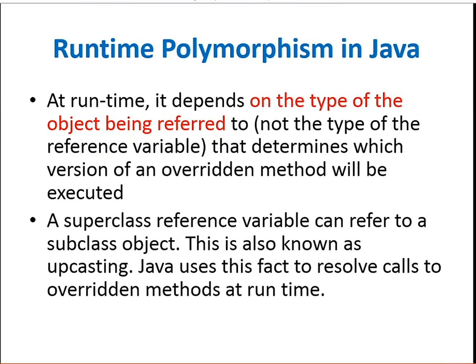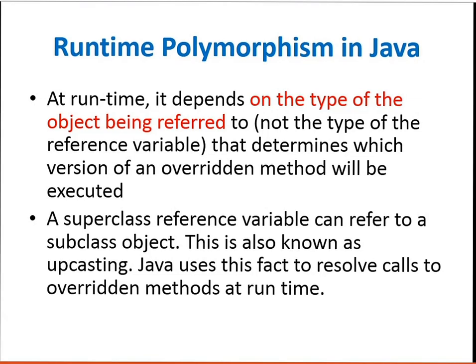At runtime, it depends on the type of object being referred to, meaning whether it is an object of the parent class or of the child class, superclass or subclass, not the type of the reference variable. That determines which version of the overridden method will be executed, parent or child. A superclass reference variable can refer to a subclass object. This is also known as upcasting. Java uses this fact to resolve calls to overridden methods at runtime.